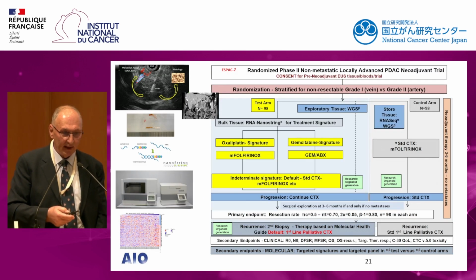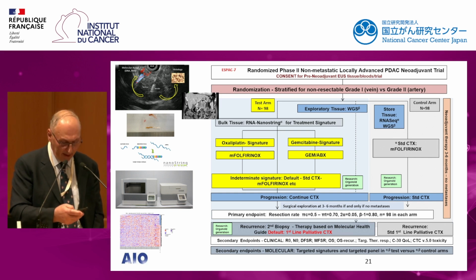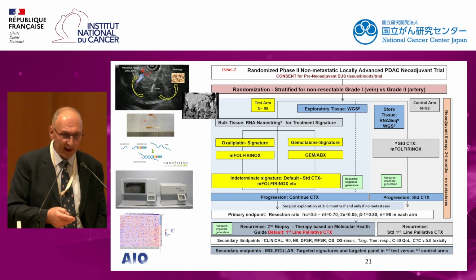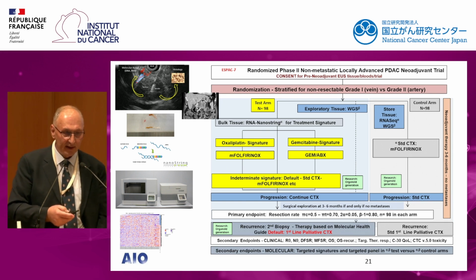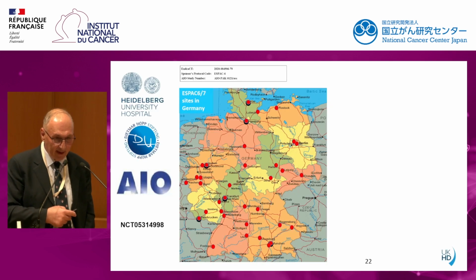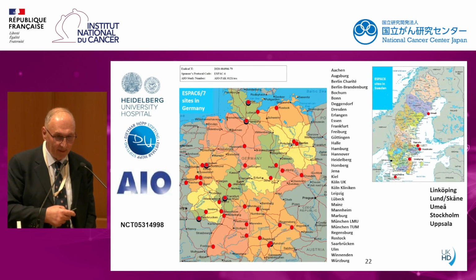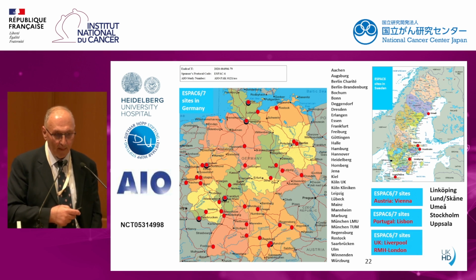SPAC 7 is similar, but in this case it's for locally advanced disease, and these patients get induction chemotherapy. And the signature again is the same as the RNA-seq signature, except we use nanostring to achieve a quicker turnaround for the randomization.